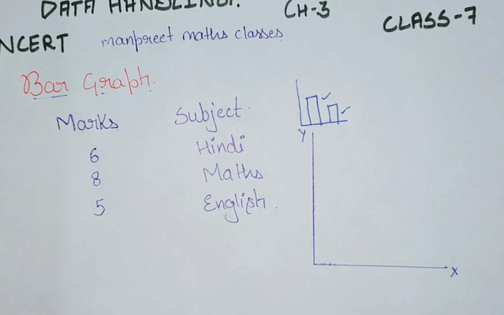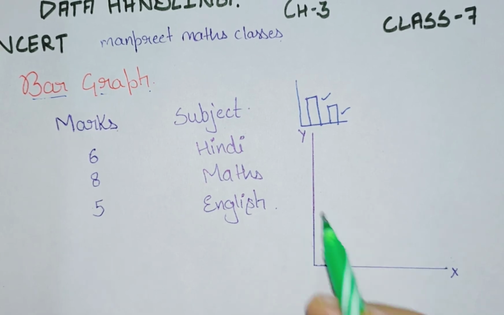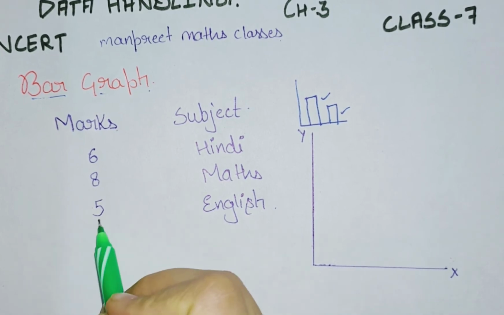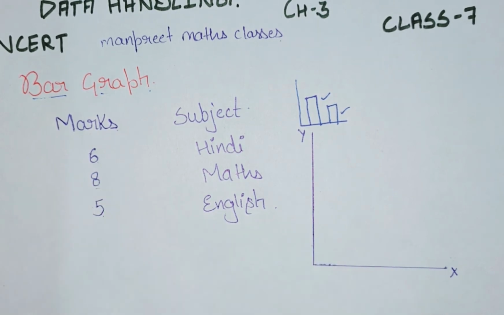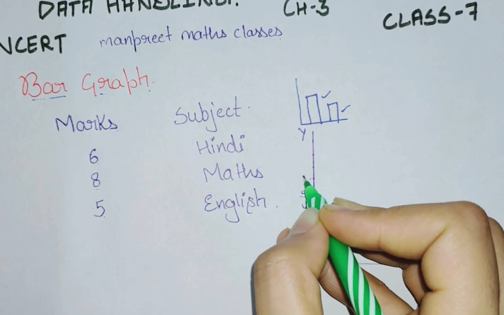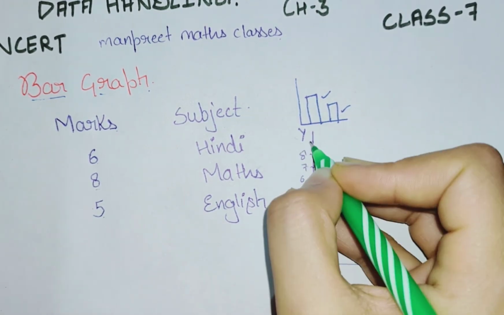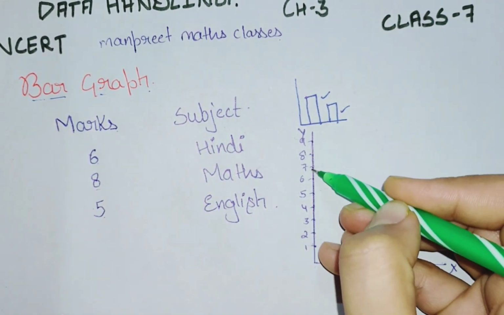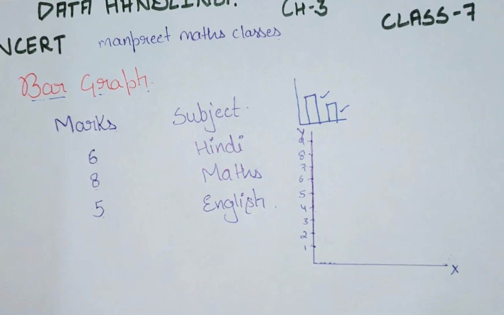So the first thing we do is choose a scale. What is a scale? Not the scale by which we draw lines. Or you can say, in easier language, the gap which you will take on the y-axis to differentiate the marks. Now here our marks are 5, 8 and 6. So let us take the counting from 1 to 8. You will mark 1, 2, 3, 4 till 8, it is needed. Let us mark one more, 9. So keep in mind that we mark these gaps with equal distance on our graph paper.